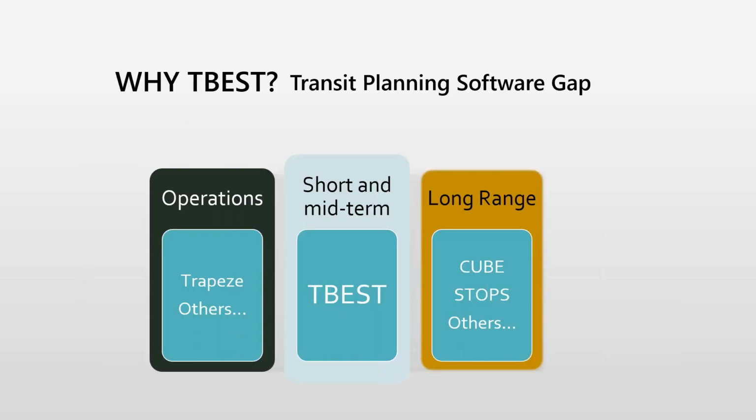So why do we need TBEST? Well, if you look at transit in terms of, you know, really three stages: operations, short and midterm, and long range. Clearly, the operations side is handled in-house with Trapeze and Hastus and other software. And long range, you have Cube Voyager, TransCAD, and the STOPS model to handle long range estimations. But in the short, kind of 0 to 10 year time frame, there's been a gap in software that has been able to produce ridership forecasts and accurate market analysis for the agency.